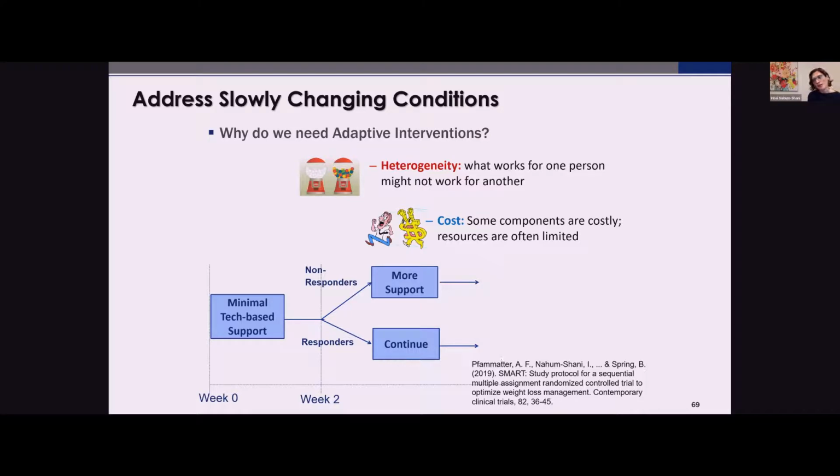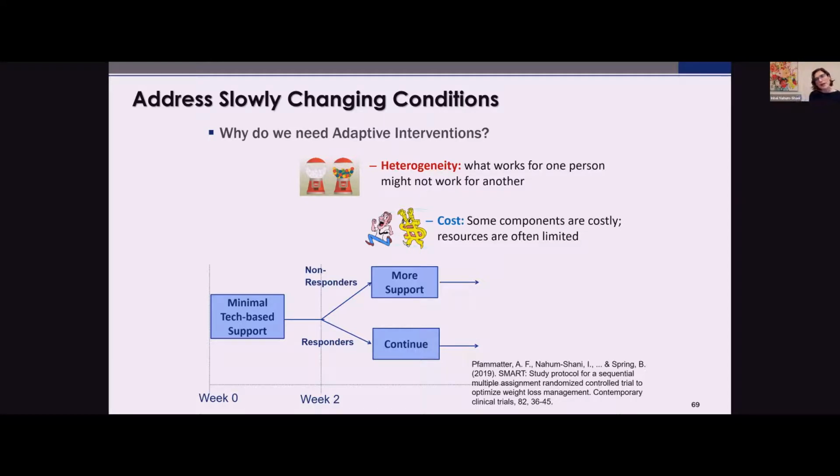The second issue has to do with cost. Now, I think one of the biggest misconceptions about mobile health interventions is that they're cheap. But we know that's not the case. Some components can be more expensive than others. And sometimes it seems like the most expensive components are the most effective ones. And if that's the case, then we have a huge problem in terms of scalability, our ability to ensure that the majority of the population can benefit from the interventions that we develop, right?